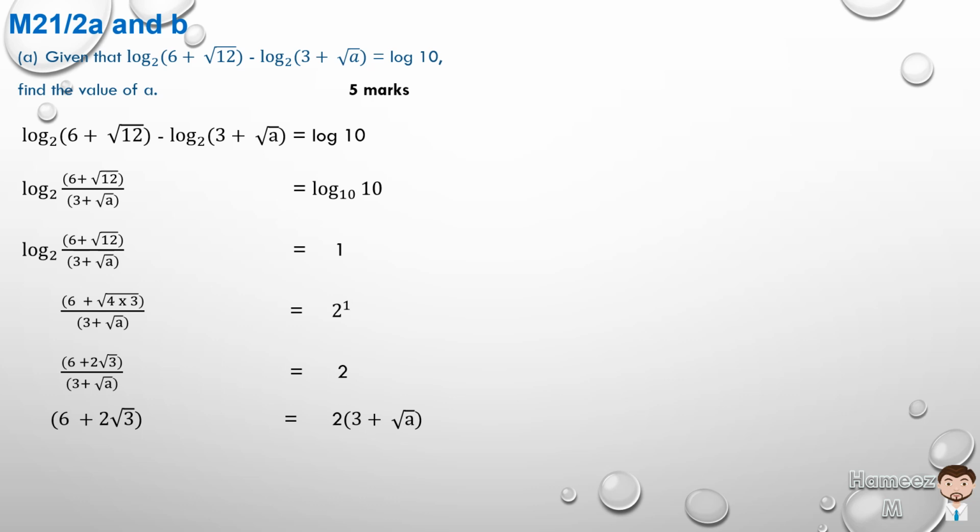And we can expand, so it gives us 6 plus 2 root 3, 2 3s are 6, plus 2 root a. So we can solve for a. If you look at the left-hand side and right-hand side, they look identical. So a is equal to 3.